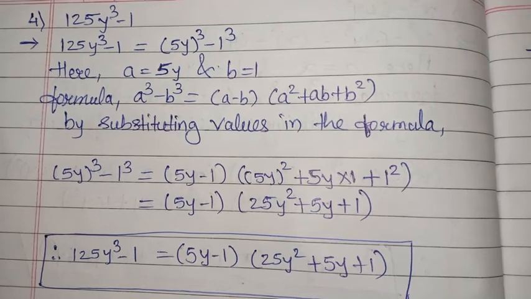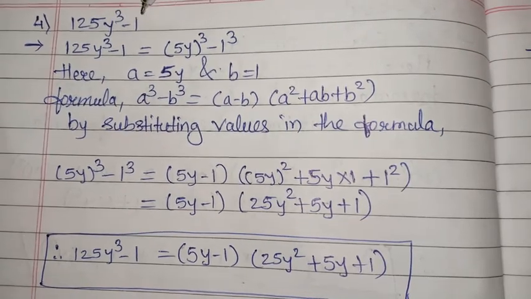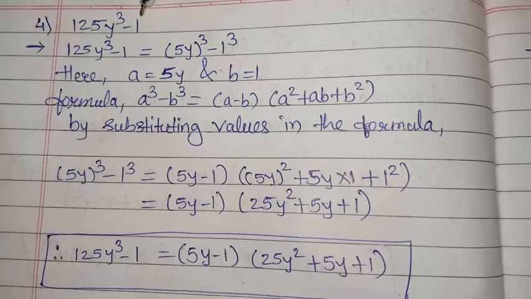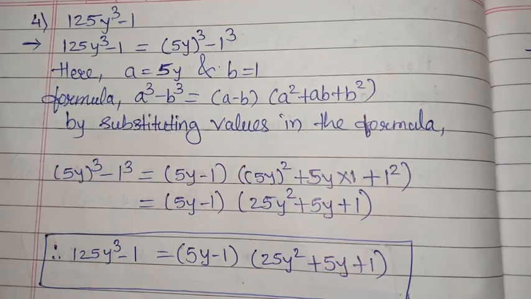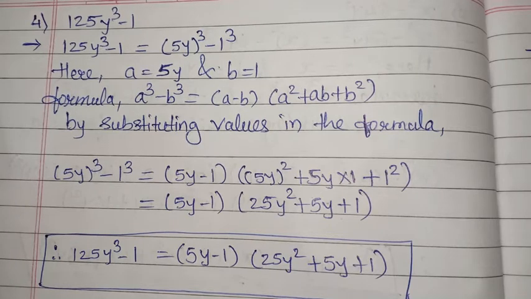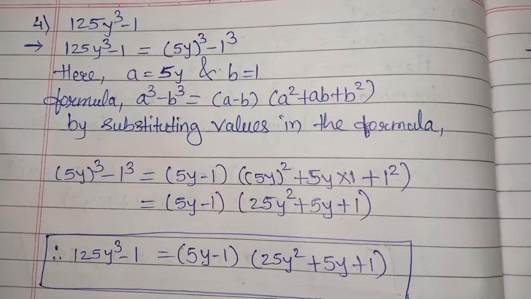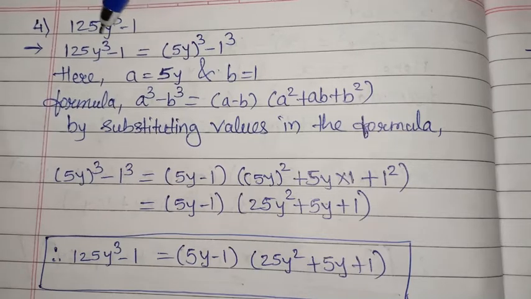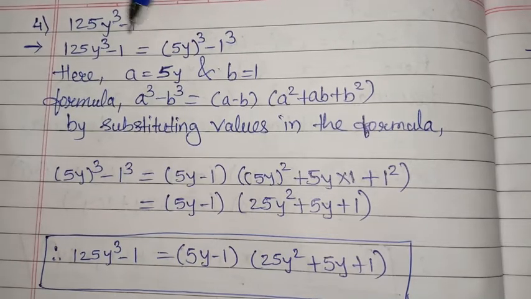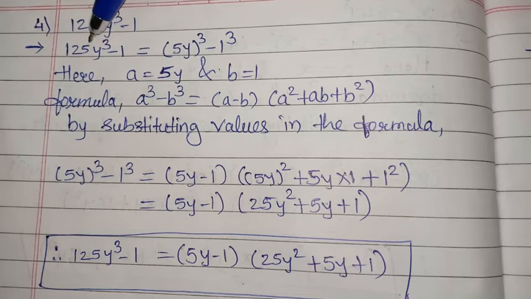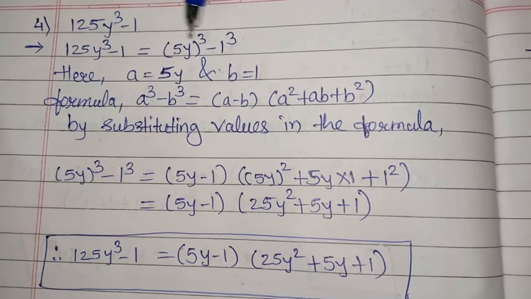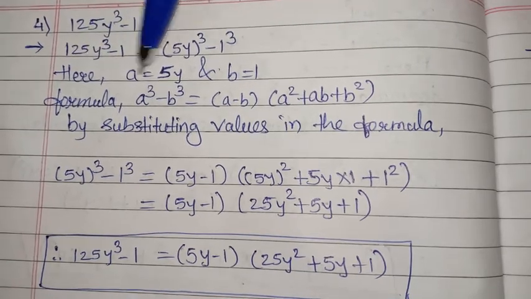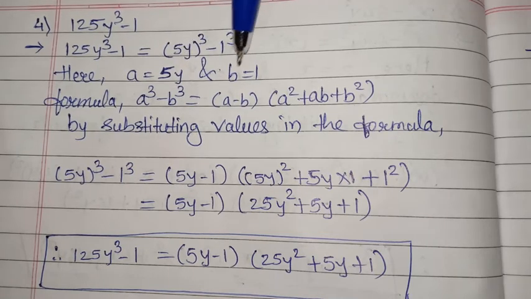Fourth one, 125y cube minus 1. Now children, 1 is, if you will multiply 1 by 1 again, means 1 square is also 1, 1 cube is also 1. So you can convert it in the form of a cube minus b cube. 125 is cube of 5. So write down 5y cube minus 1 cube. Here a is equal to 5y and b is equal to 1.